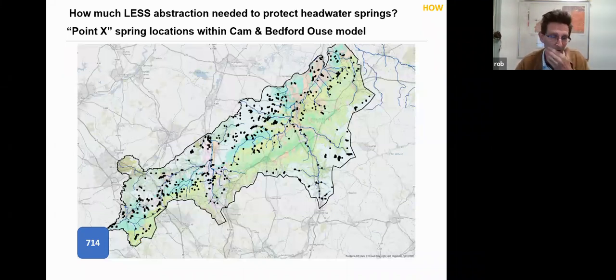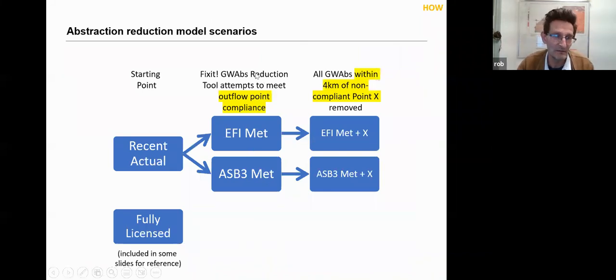An example of how we dutifully did what we were told and started looking at what the implications of this point of perenniality regulation might be. So we looked at a range of abstraction scenarios. We used the Fix-it tool to say, in this model, how much abstraction reduction might you need to meet the environmental flow indicator, or a slightly more stringent environmental flow indicator, and how much more abstraction reduction might you need to actually meet the flow targets set for all of the points of perenniality, this kind of EFI plus X stuff, or ASB3 plus X stuff.